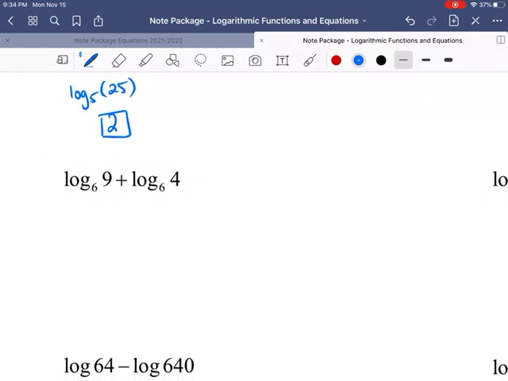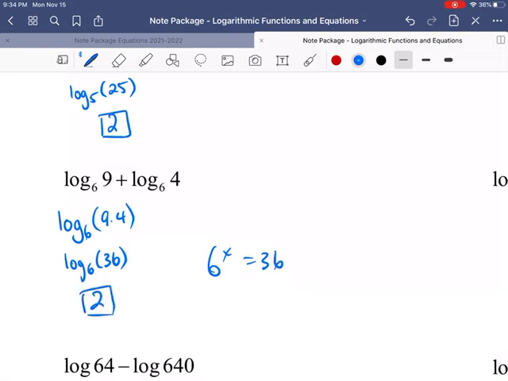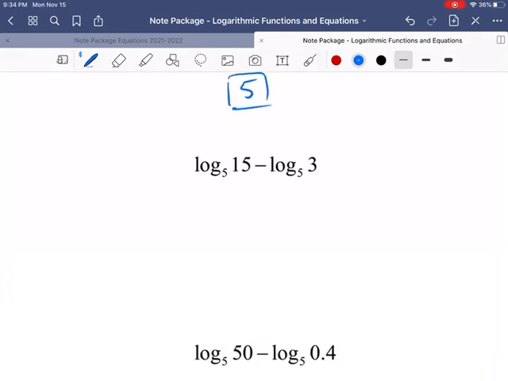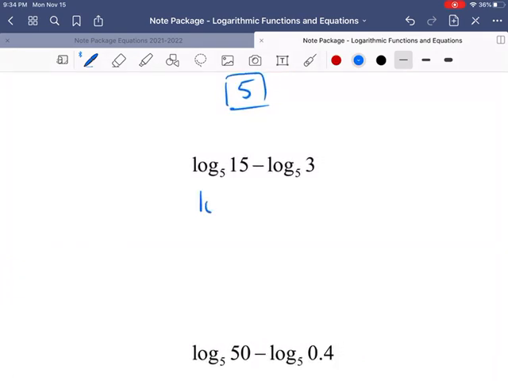Okay. I'm adding these two, so this is the product. So what I can do is create one log with base 6 and I'm going to multiply those two numbers, and I get log base 6 of 36. Now what exponent with base 6 gives us 36? Well, that exponent is 2. So our answer here is 2. Subtracting, so this is the quotient, so create one logarithm and divide your two factors. So log base 5 of 5, so our answer is 1.